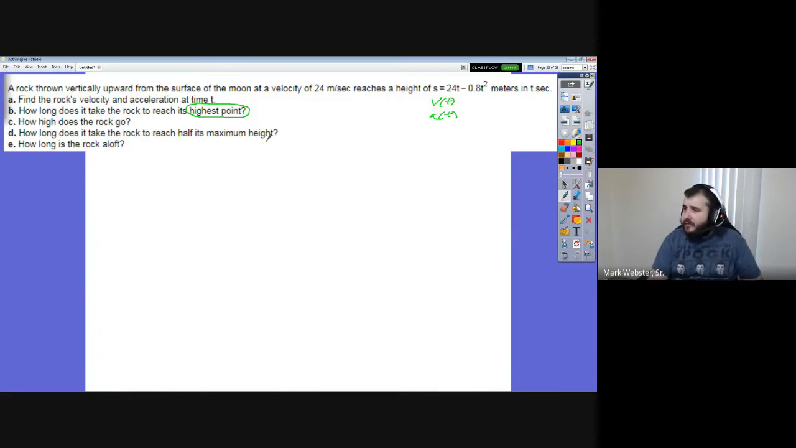Here's another very, very important key phrase. Highest point, lowest point means vertex. It means that you're throwing a rock up in the air, it gets to a spot, and then it stops. Velocity equals zero. Highest point, it's about to change direction and come falling back right onto you. So here, velocity equals zero.